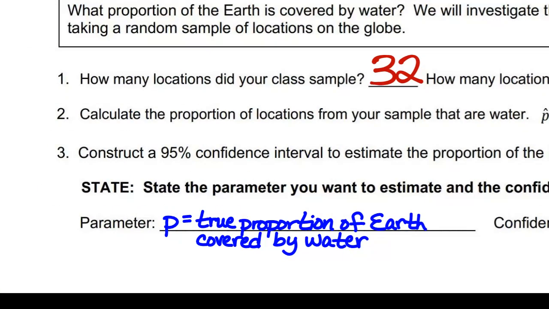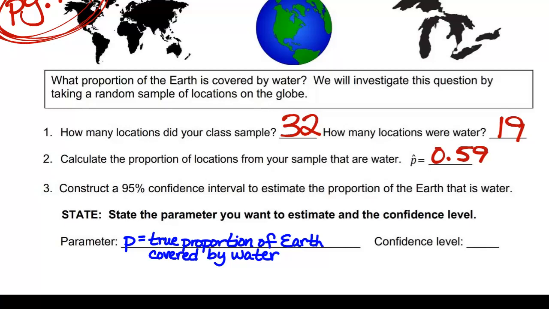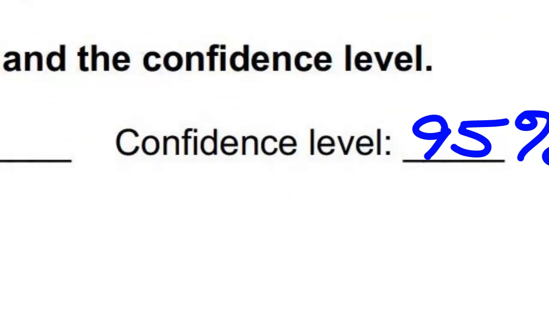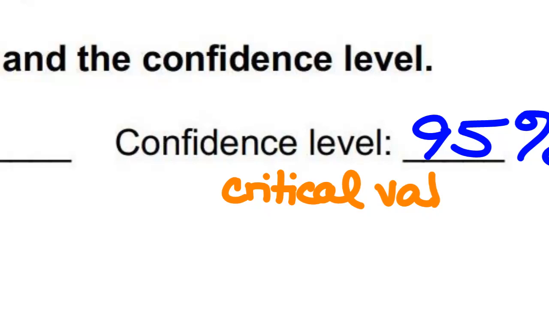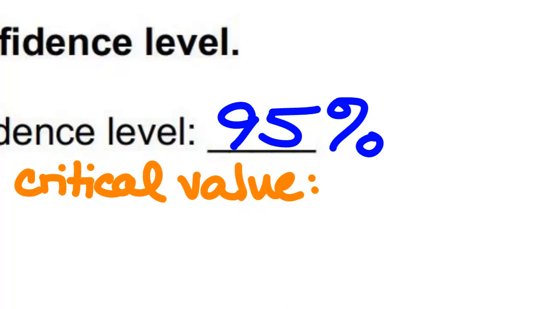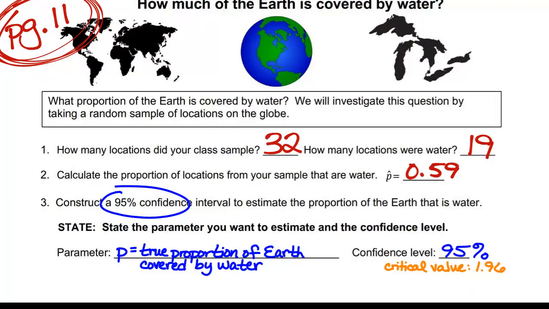Confidence level. What's the most common one that we've done so far? 95. Up here they ask us to do a 95% confidence interval. I'm going to write this down right now. If we're doing a 95% confidence interval, what will our critical value be? 1.96. For a 95% confidence interval, the critical value would be 1.96.